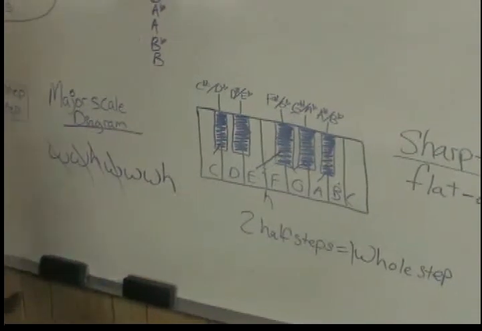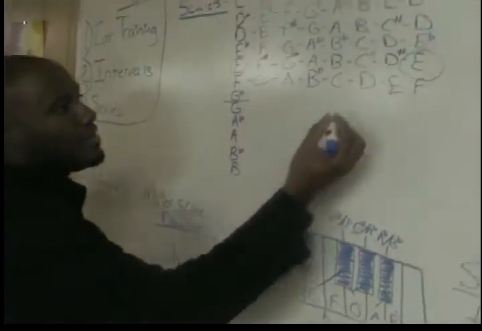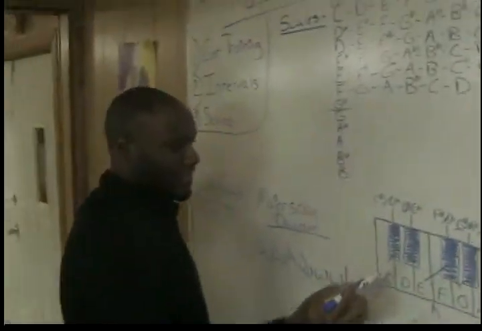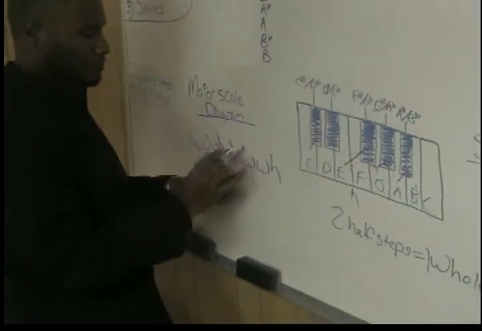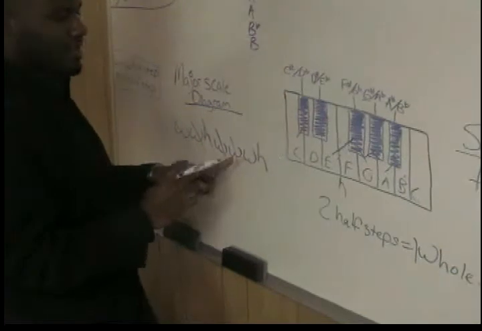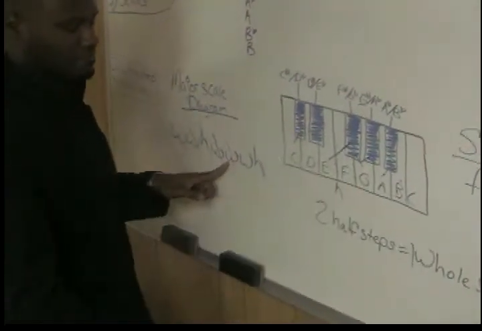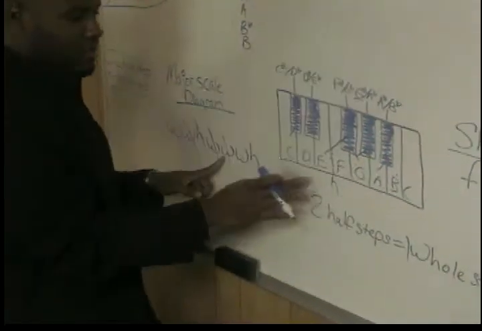C. C is correct. All right. From C, we need another what? Whole step. Okay. And that is what? From C to what is a whole step? D. Okay, don't need to do anything.